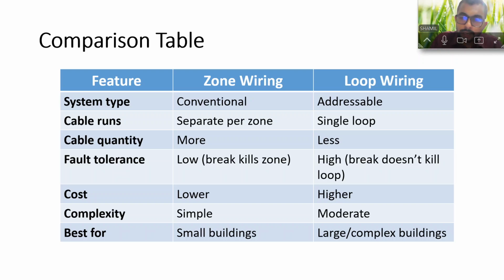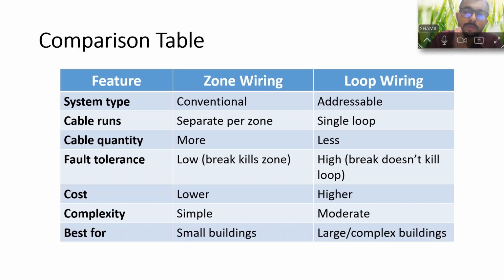The cost for the zone wiring is lower, whereas the cost for the loop wiring is higher. Now there's one more thing. The cost is actually for the device, for the equipment, okay? But when it comes to the cabling aspect, yes, you need to have more cables and the price will be increasing for the cables, okay? This is what cost indicates. Cost is actually for the equipment part, okay?